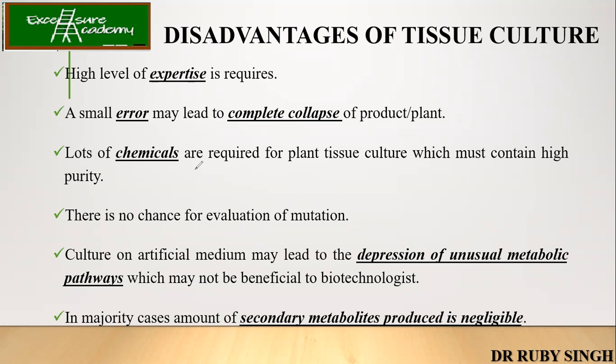The cost of the chemicals which are required also needs to be very high, and most of these chemicals are also costly. And there is no chance for evaluation of mutations. Yes, once it has been mutated, if you want to study the mutation, then you have to go to the molecular biology level, right? But by looking at the plant, you won't be able to understand unless there are height differences, or leaf broadening or widening differences, the number of seeds is different, or the flowers are changing in color. So only these kinds of mutations can be studied.